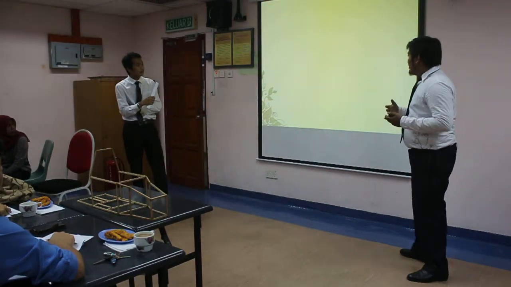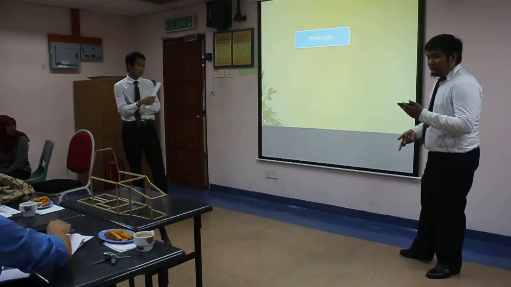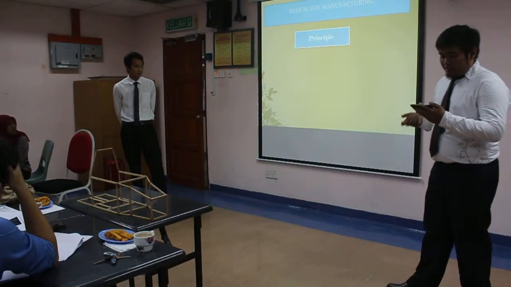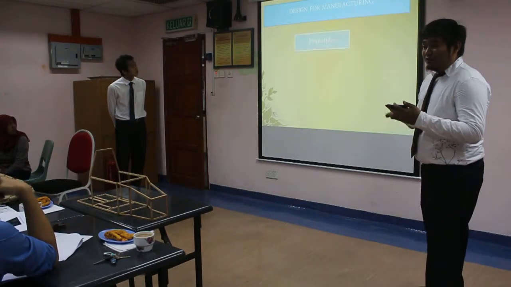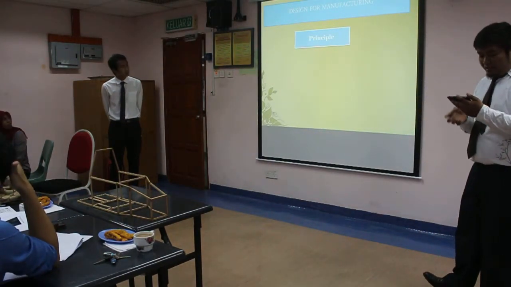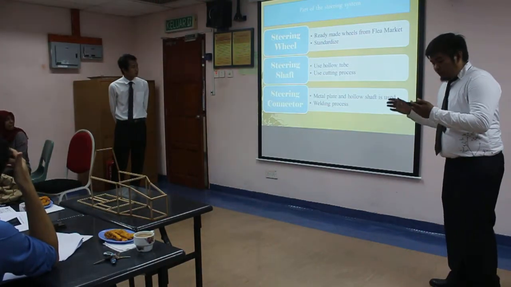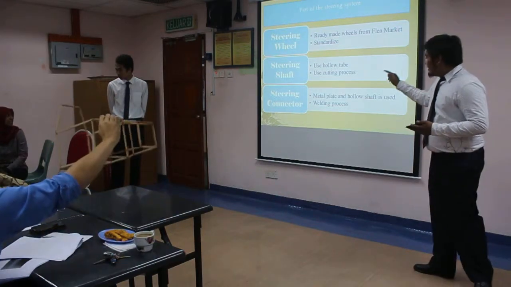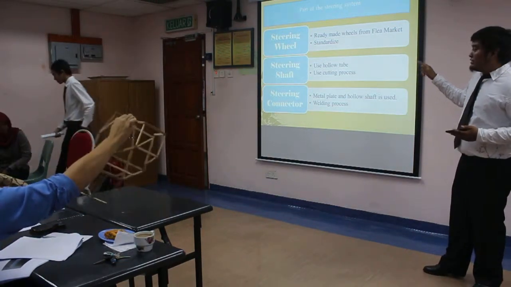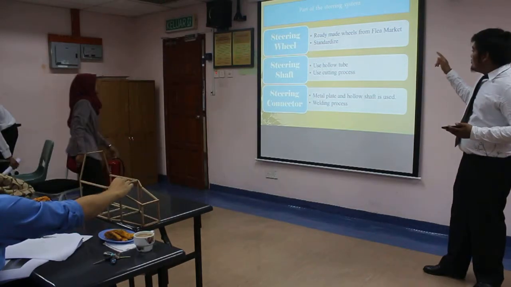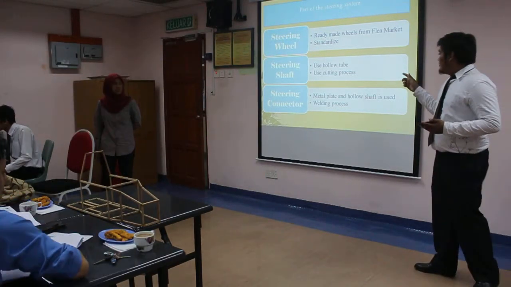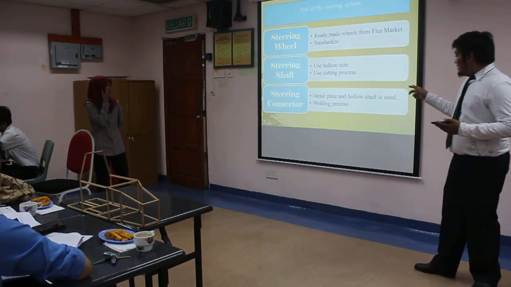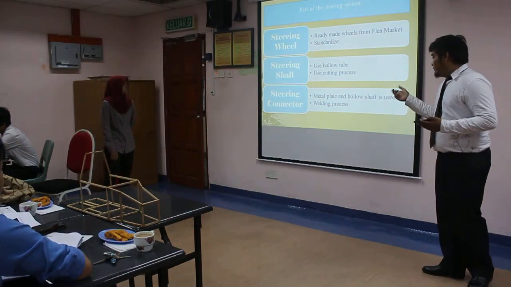Next one is the design for manufacturing. Basically, design for manufacturing is to ensure that the product is easy to manufacture at economic cost, and is built to meet the required quality and achieve the required reliability. So this is a part of the steering system. There's the steering wheel, steering shaft, and steering connector. For the steering wheel, we use a standardized, ready-made wheel from the market. For the steering shaft, we use a hollow tube and cutting process. And the steering connector is made from metal plate and hollow shaft, and is connected with a welding process.